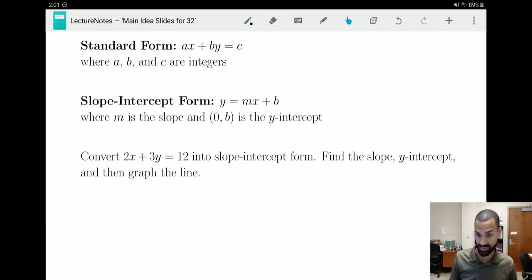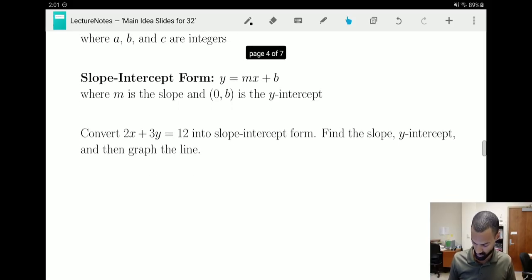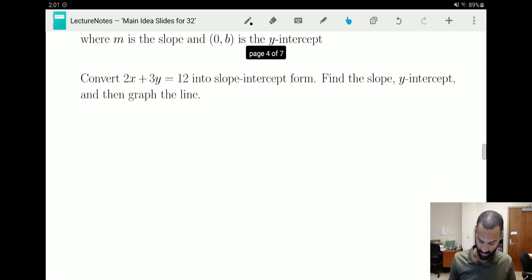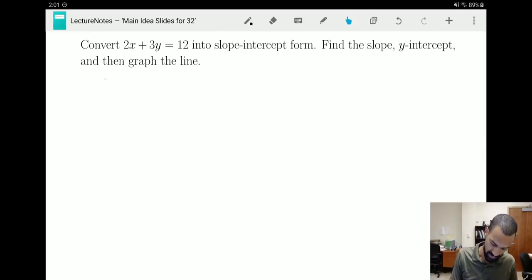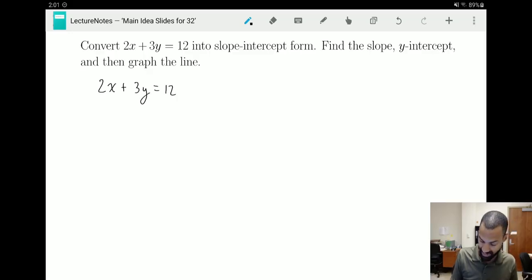So the first of these new kind of questions says convert 2x plus 3y equals 12 into slope-intercept form. That's currently in standard form. Notice there's no fractions. You have the x term, the y term, and then a constant term. So let's put that into slope-intercept form, and then we'll find the y-intercept, the slope, and we'll graph it. So 2x plus 3y equals 12. Again, we said we want to find slope-intercept form. I'll write this down right here just to have it in front of us.